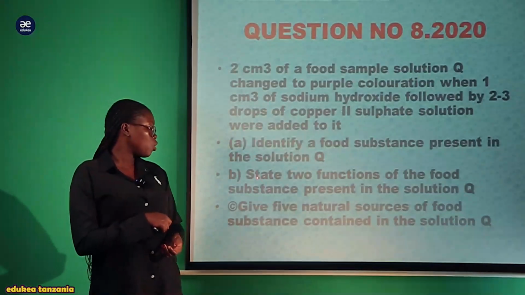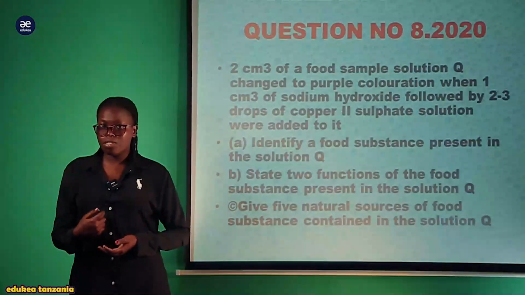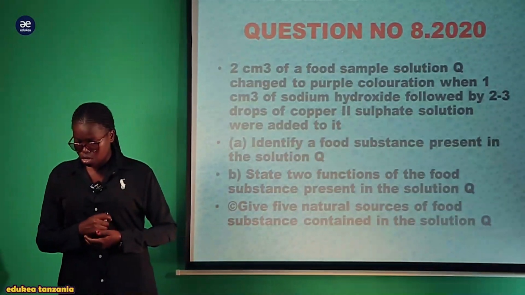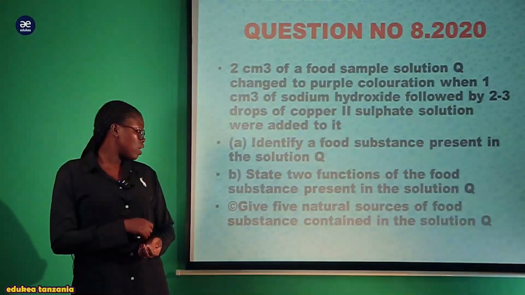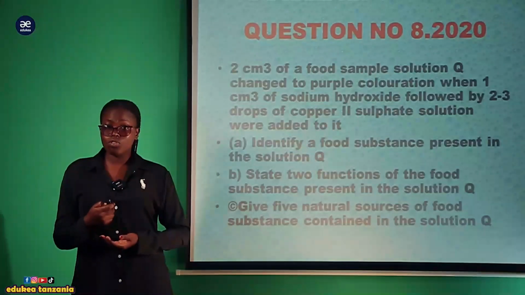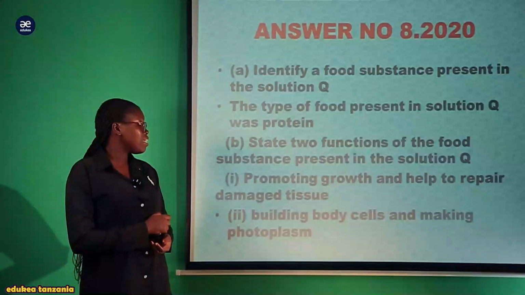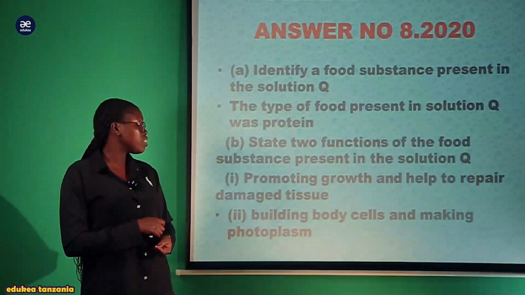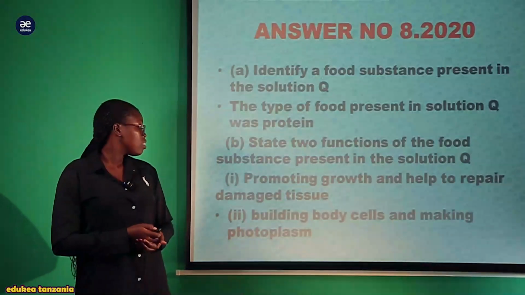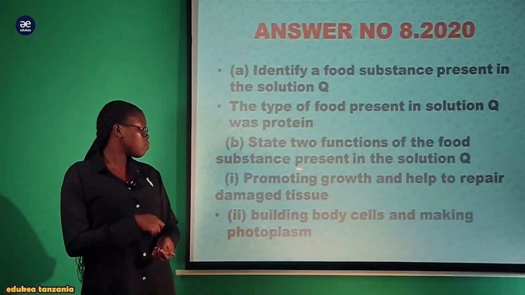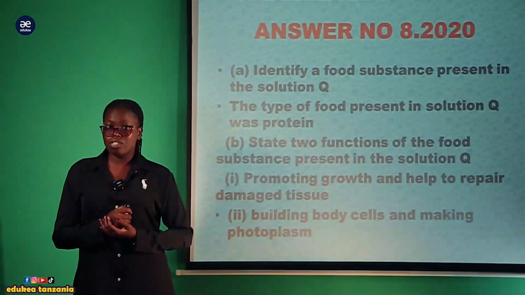In question B, you need to state the function of the food substance present in solution Q. The food substance in solution Q was protein, so you need to state the function of protein. And the last one, you need to give five natural sources of protein. So let us answer the questions. Identify the food substance present in solution Q: the food substance in solution Q was protein. Just simple like that. B. State the function of the food substance present in solution Q. Now you need to state the function of protein. What is the role of protein in your body?